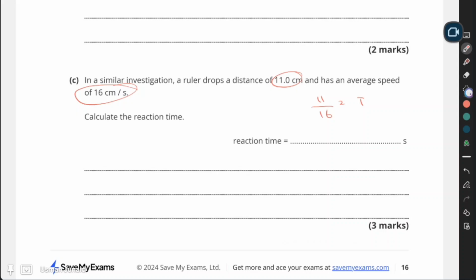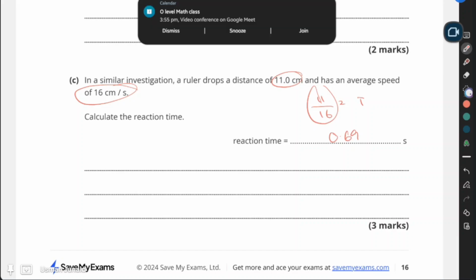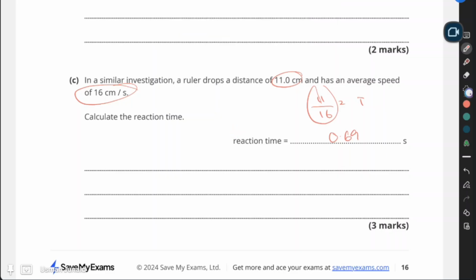1.45. Again, solve it again. 0.6875. I can't hear you. There's something wrong with the mic. It's muffled, the volume. I think 0.69. Okay. Yes.